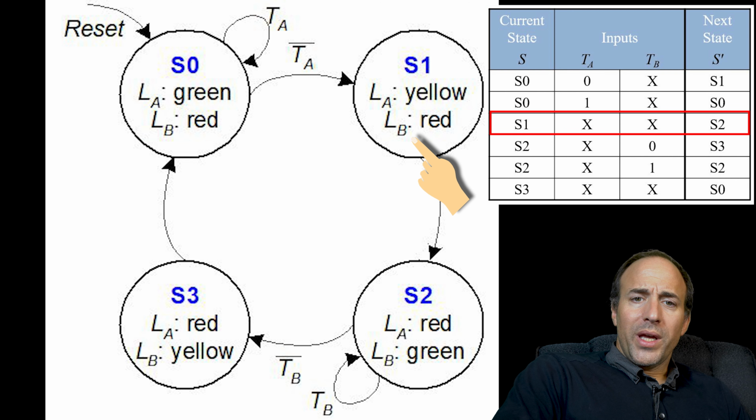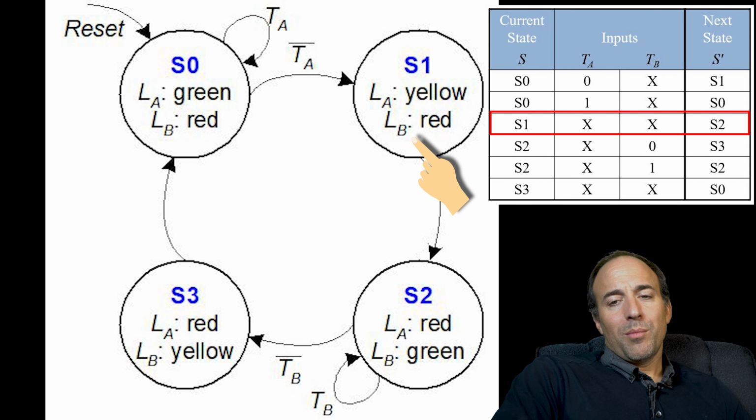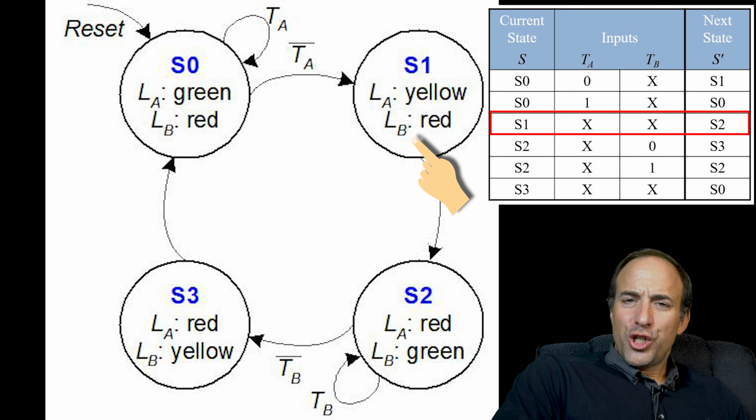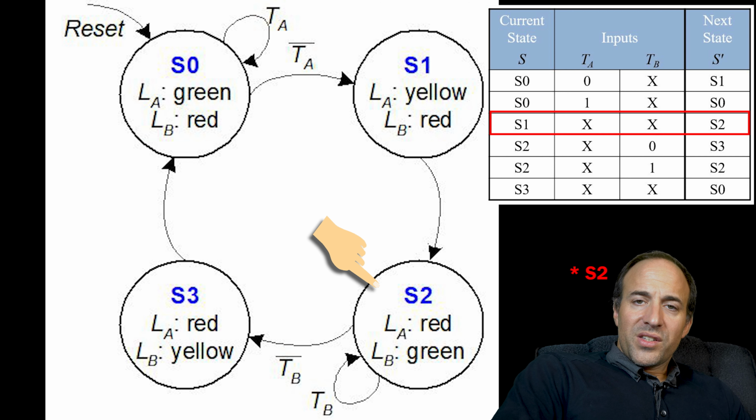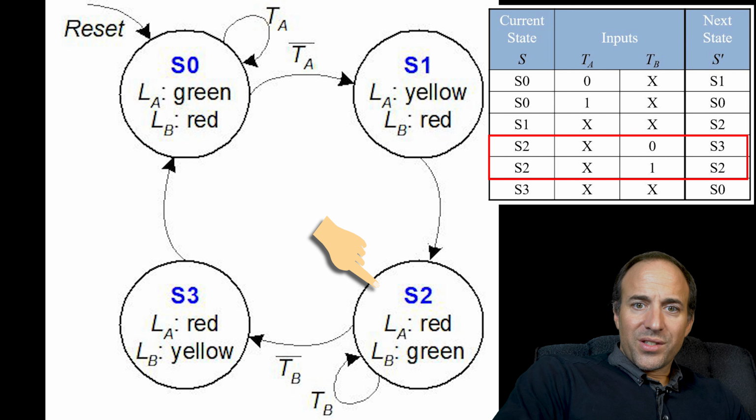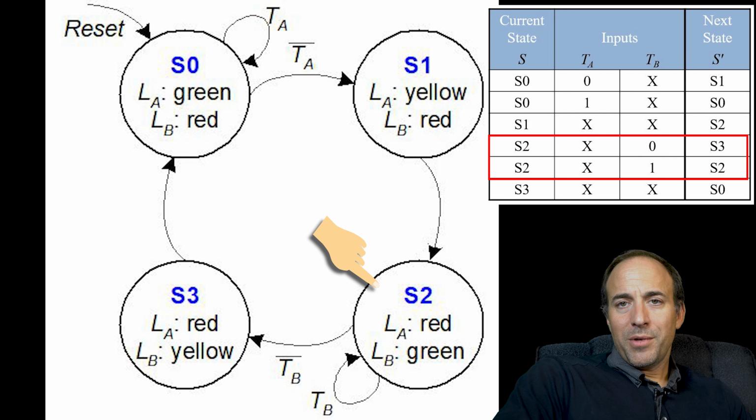In the S1 state, we indicate a yellow light on Academic and a red light on Bravado. We will stay in this state for just one cycle, meaning that the next state is S3, regardless of the inputs, meaning that both TA and TB are don't cares. This would suggest that the clock period, the time between two rising edges of the clock, is set up to be whatever the interval is for the yellow light.